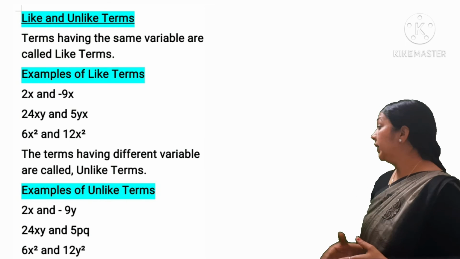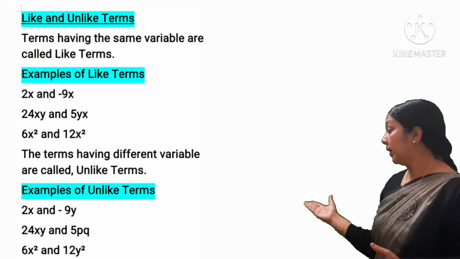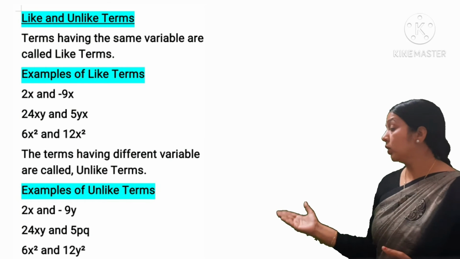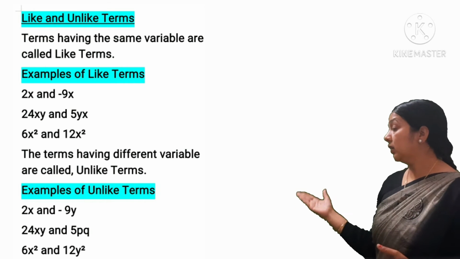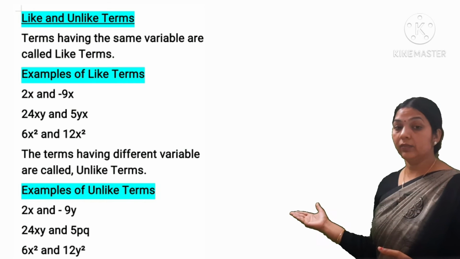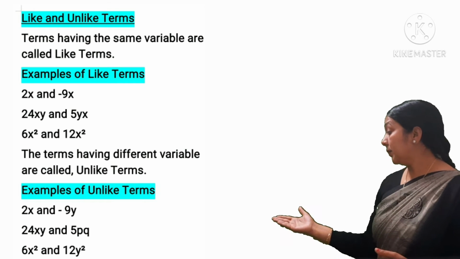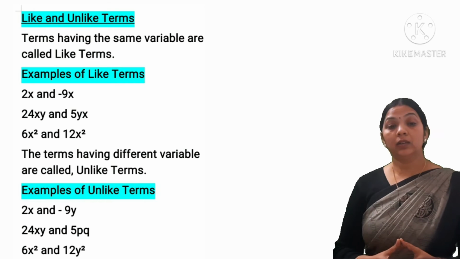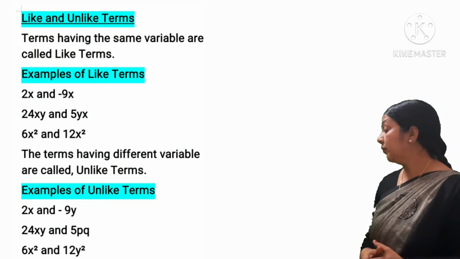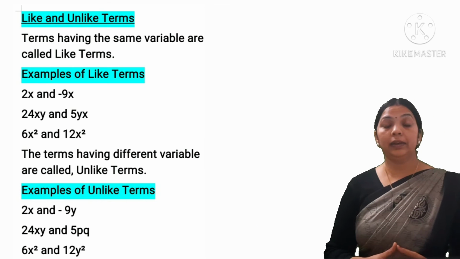But if we take 2x and minus 9y, these are unlike terms, because one has x as the variable and another has minus y as a variable. Another example is 24xy and 5pq. Both have different variables. So these are the unlike terms.